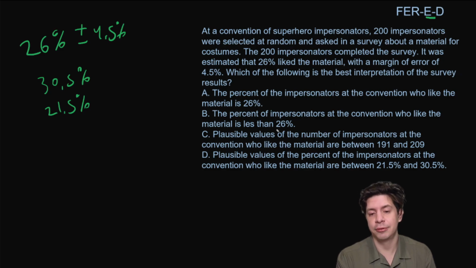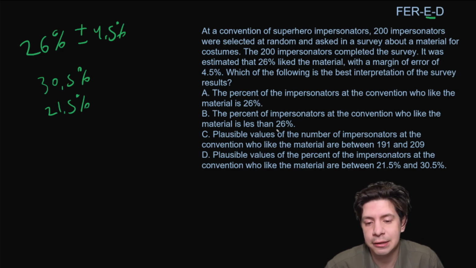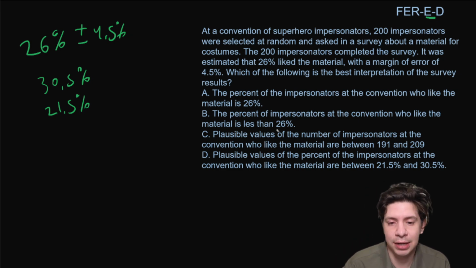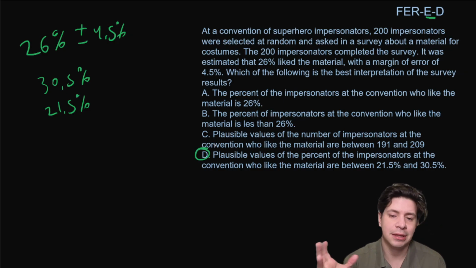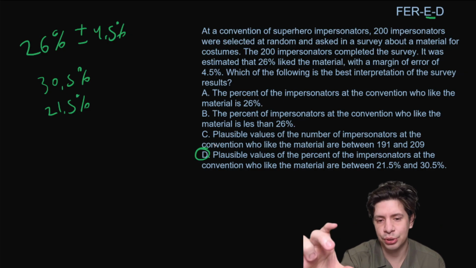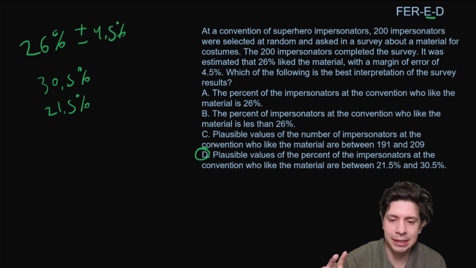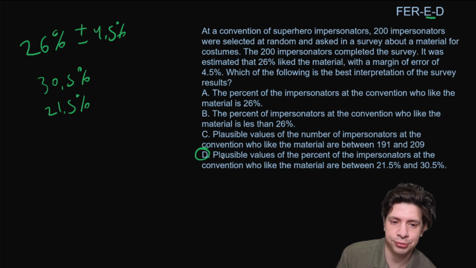And then D, plausible values of the percent of the impersonators at the convention who liked the material are between 21.5 and 30.5, which is what we got when we added and subtracted the margin of error, so it will be D. Okay, so this one, honestly, on the test, you wouldn't even have to do the math. You could just look at the answer choices and see A and B are too strong. C is not enough info and also probably too strong. But D, right, it just says plausible values. It's not even saying they're definitely going to fall in that percentage, because that's also not true. But there's a high likelihood that they would fall in that percentage.